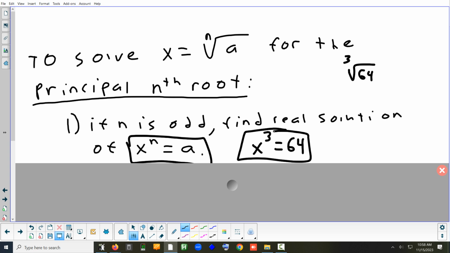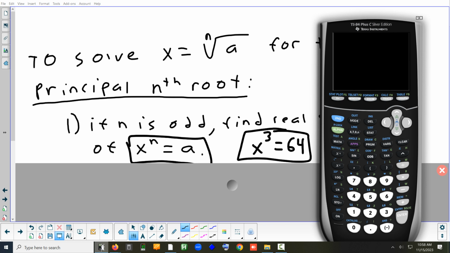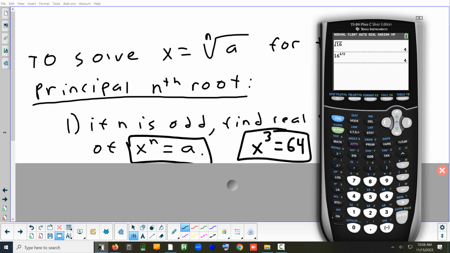Now with odd roots, there is no restriction on this number. You can take the cube root of a positive number. You can do a negative number. You can do 0, fractions, or decimals. Right? Let's try a negative.